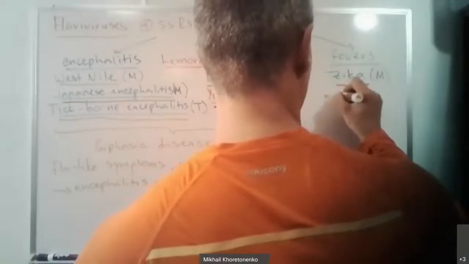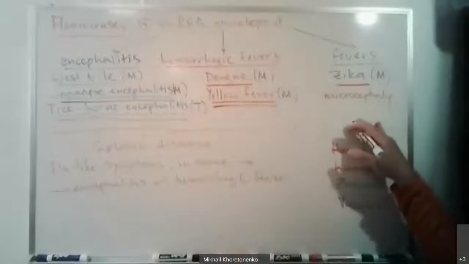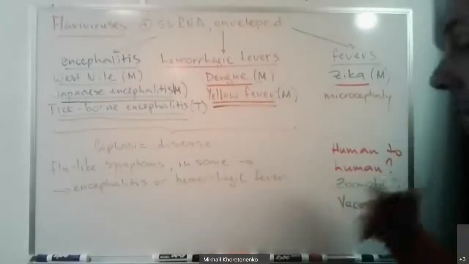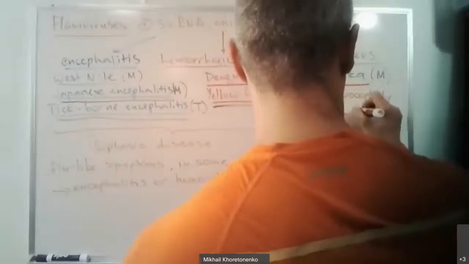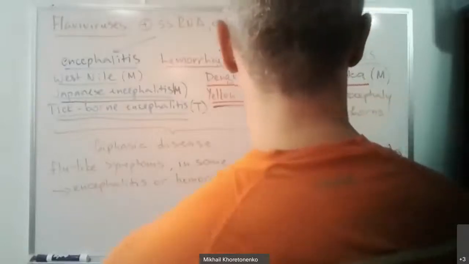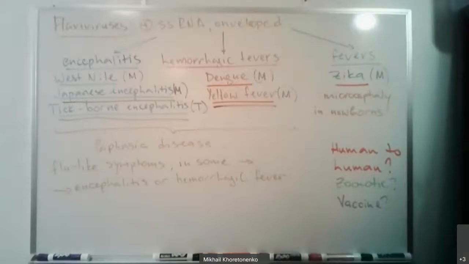In newborns, intrauterine infection via placenta leads to microcephaly in newborns and basically developmental abnormalities. Does that make sense? We good so far?